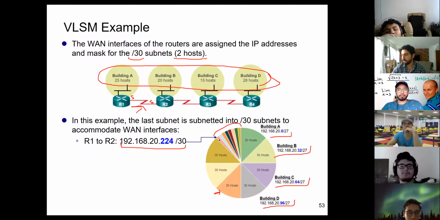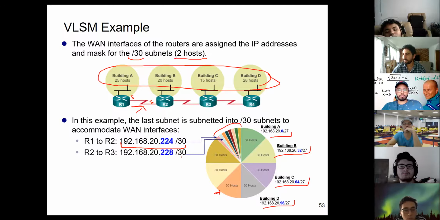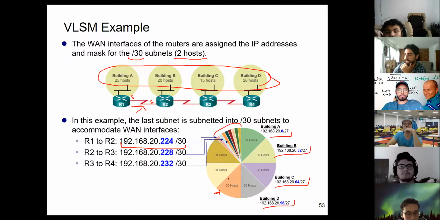So here you assign one of them to this router, another one with this subnet to this, and another one to this connection here. So now what you're left with is 3 subnets of 30 hosts, and also here you have 4 subnets of 2 hosts each. So you have a bunch of available IP addresses to use.